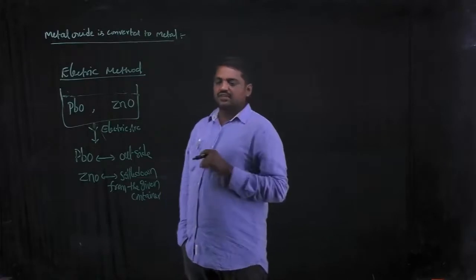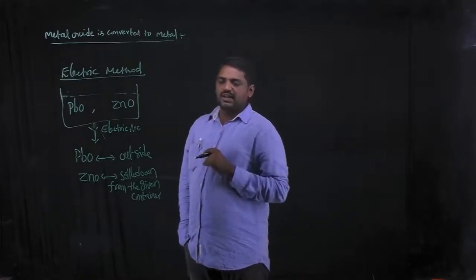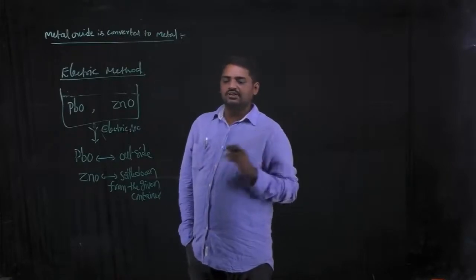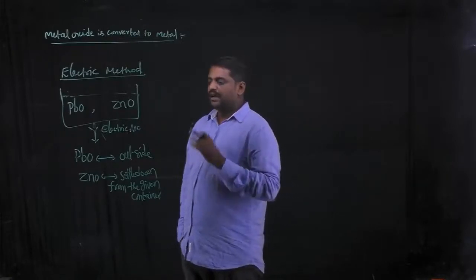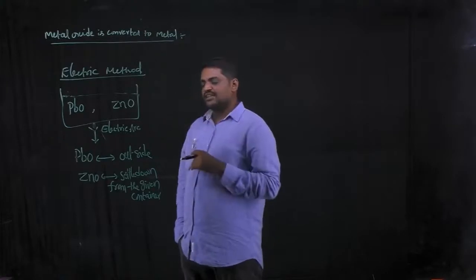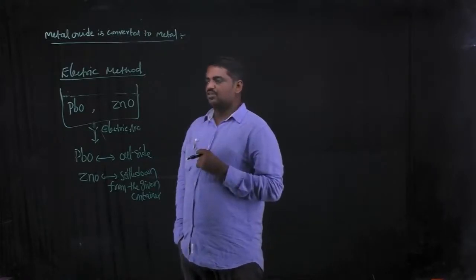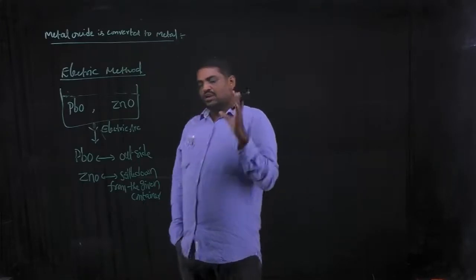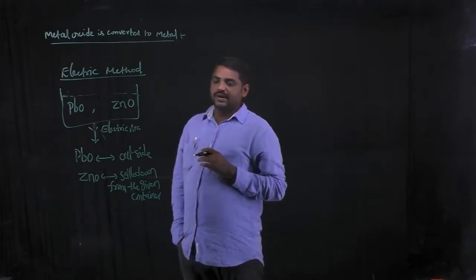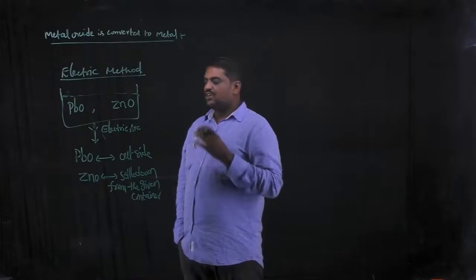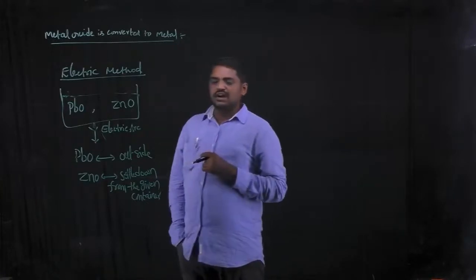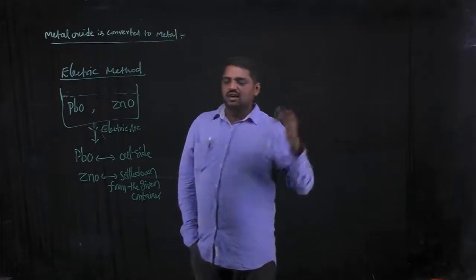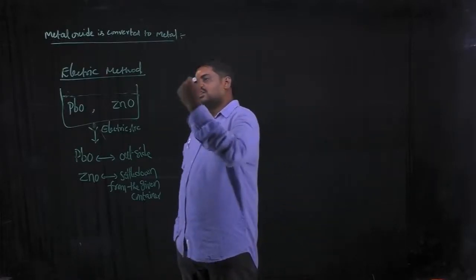That is the reason. Okay, so this electric method is used. Some of the metal oxides are converted to pure metals, but these metal oxides are separated, and also this method is used. Two different metal oxides are separated, and then these metal oxides react with carbon and are converted to pure metals. So this method is used.